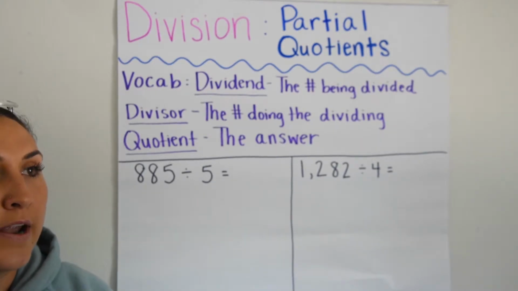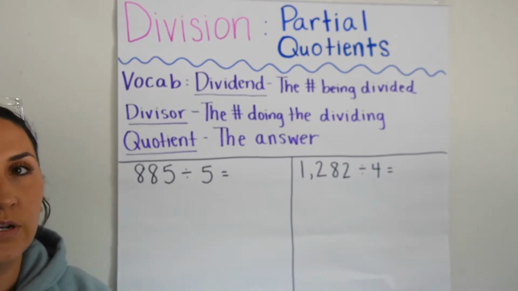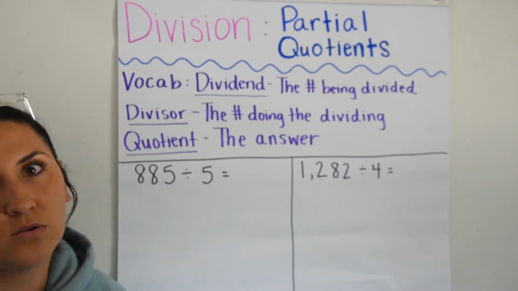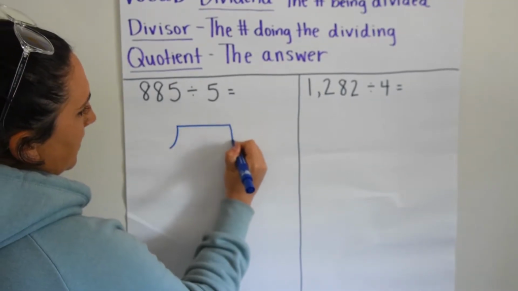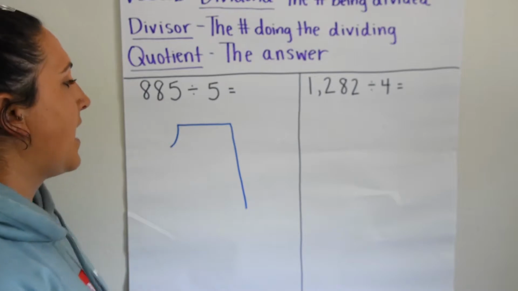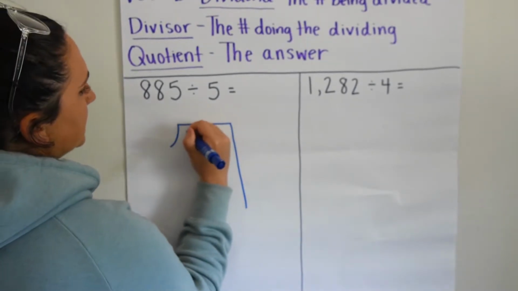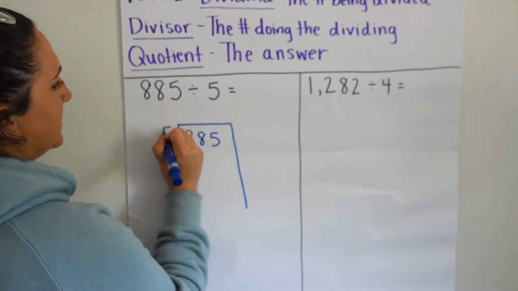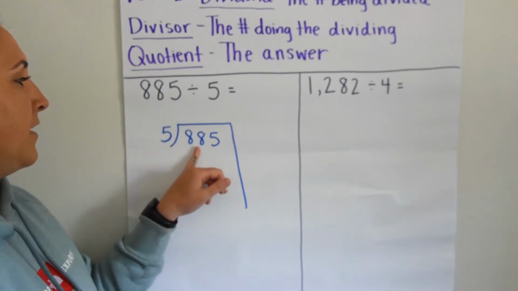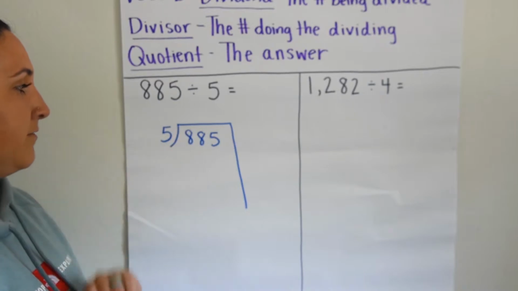and my divisor is 5. When we are writing this out, the first thing we need to do is draw what I will call a house. Inside my house is going to be my dividend. On the outside of my house is my divisor. So now I have 885 divided by 5.